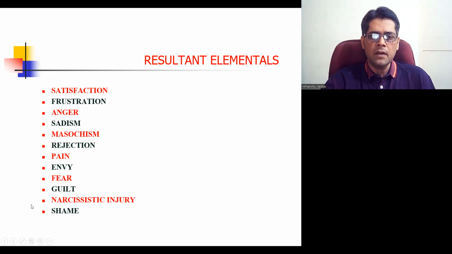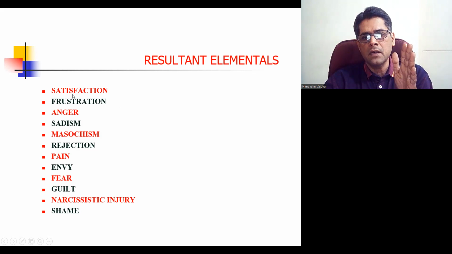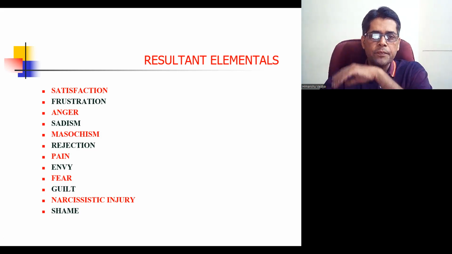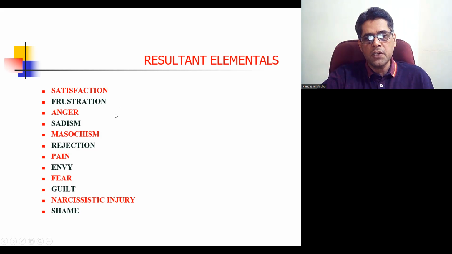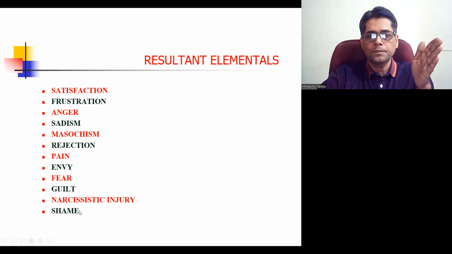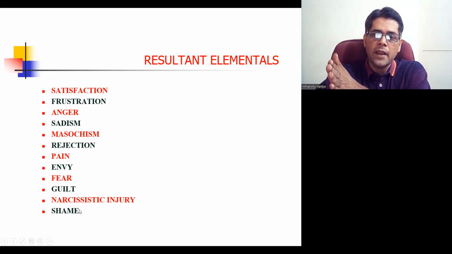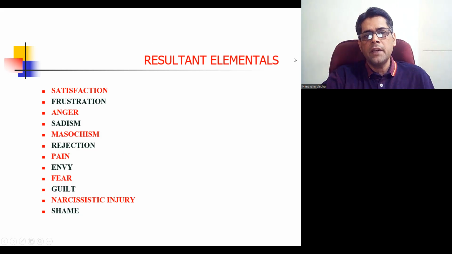I have just noted down a few here to put across the point that at the end of a psychological process, which may result in action in the outer world or in the inner world, or it may also result in non-action in the outer or the inner world. Whatever be the situation, at the end of a psychological process, which starts with desire activation and moves towards action, and after action we have the resultant elementals coming into play, and these are the entities which come into play in the last phase or second last phase of the experience cycle. Entities like satisfaction, frustration, anger, sadistic satisfaction, masochistic satisfaction. There can be many more.